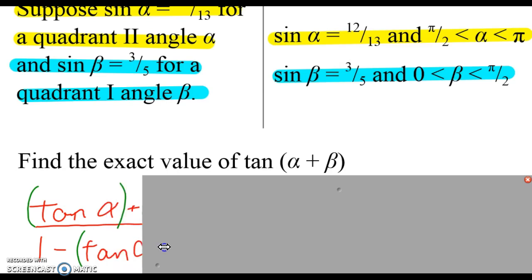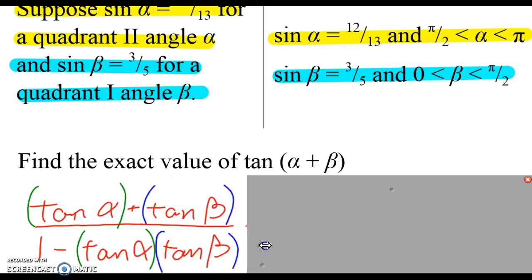And basically what I'm going to do is use this identity for tangent of alpha plus beta. That's tan alpha plus tan beta all divided by 1 minus tan alpha times tan beta. So unfortunately, I've got 4 different trig functions there. Well, it's really the same thing twice, tan alpha there, and then tan beta there twice. I'm not told either one of those. I know what sine alpha is, and I know what sine beta is. I do not know what tangent of alpha is.